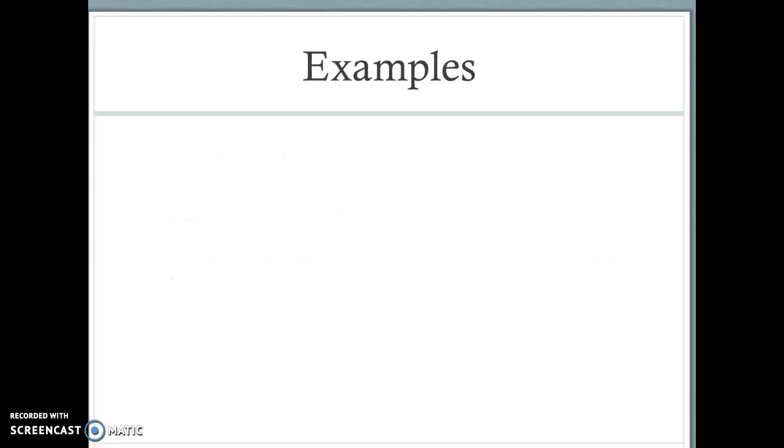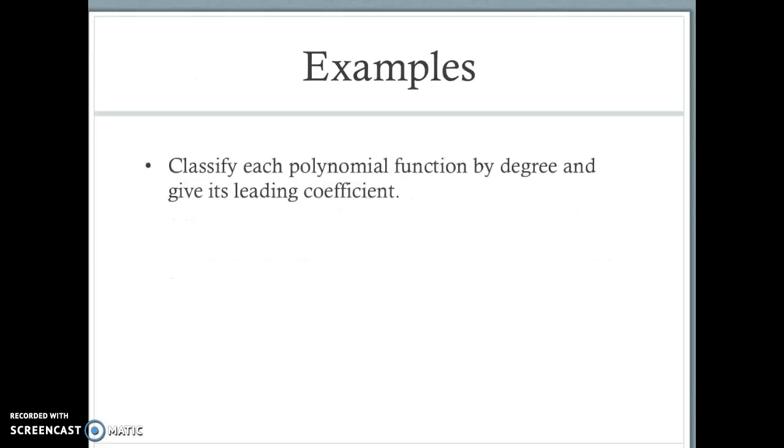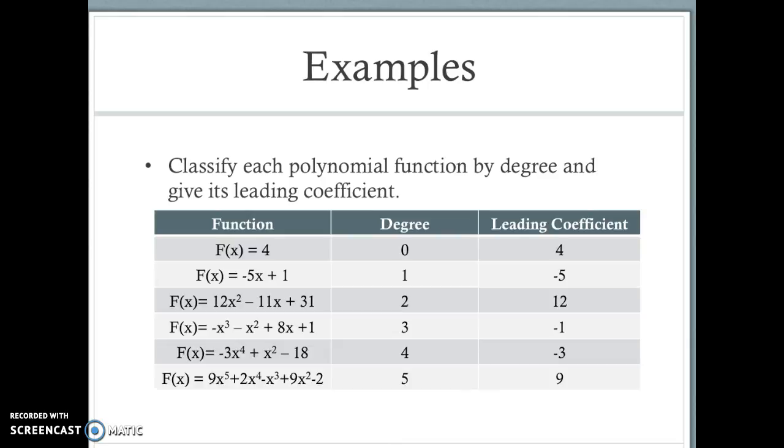And here are some examples. We want to classify each polynomial function by degree and give its leading coefficient. So here is a table. You can go ahead and pause this video if you need to write this down. We have the function f(x) = 4. Well, that's a monomial. There's only one element, and it's not raised to any power, so the degree is 0. And the leading coefficient is 4, meaning this number.